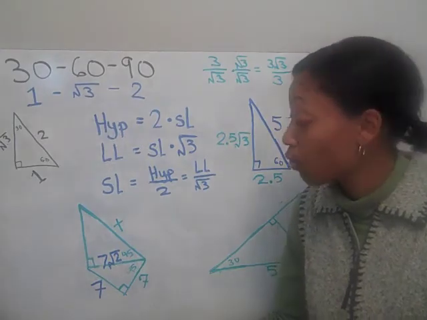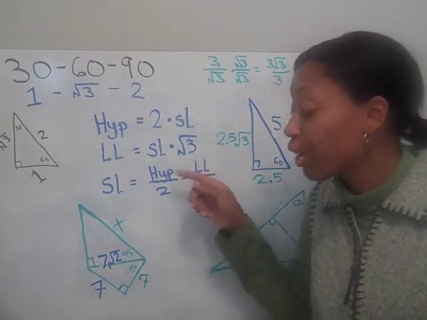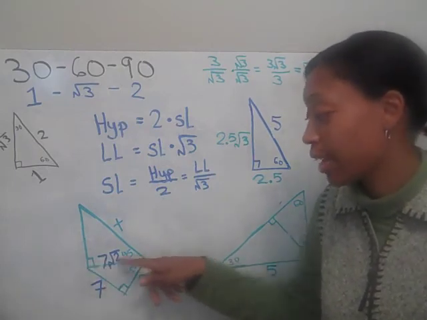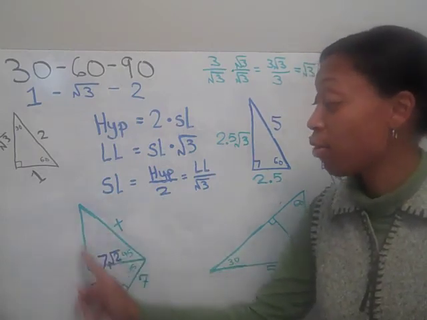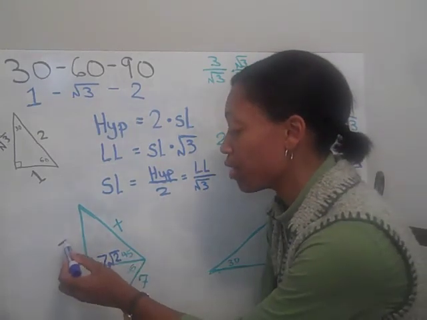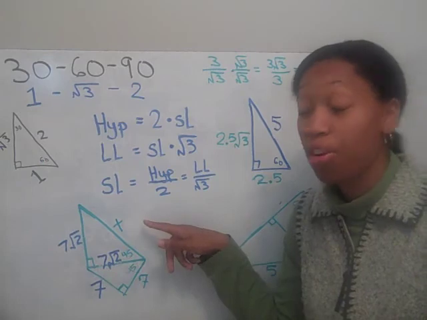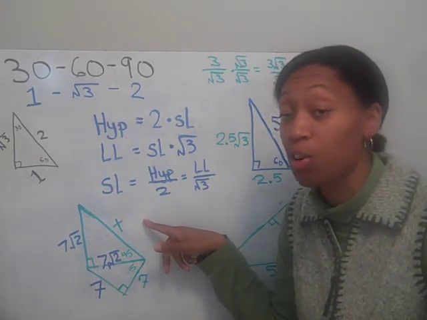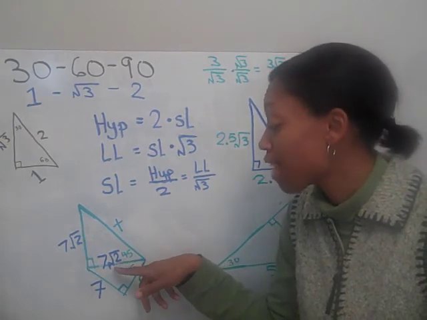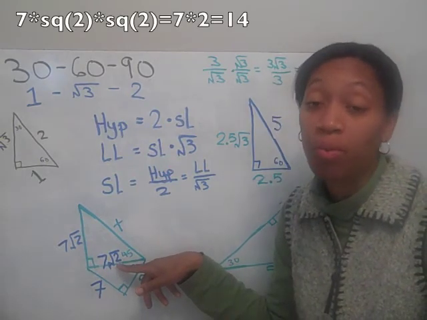Okay, now let's look at the top triangle. Looking at the top triangle, the 7 square root of 2 is now the leg. That means that the other leg must be the same for this triangle. 7 square root of 2, 7 square root of 2. Now to find the hypotenuse of the top triangle, I have to take its leg and multiply again by the square root of 2. 7 square root of 2 times square root of 2.